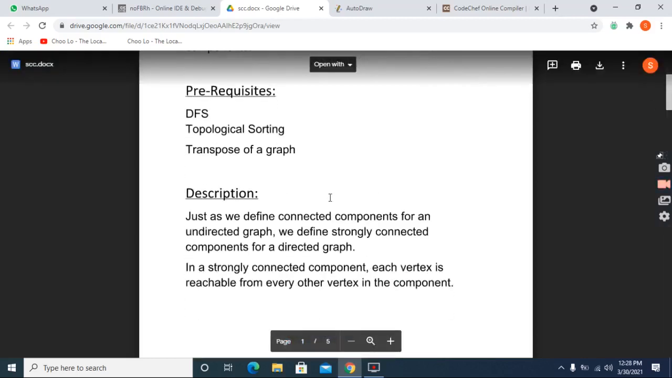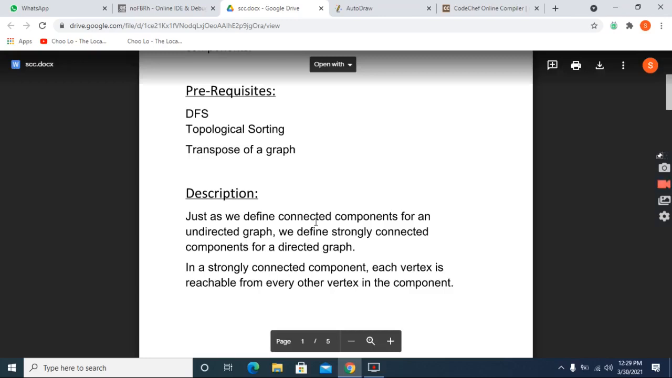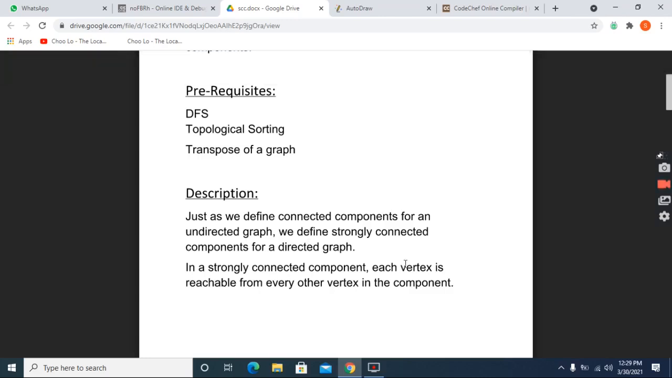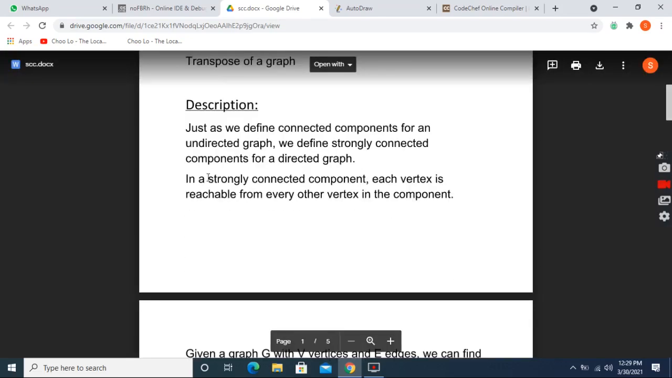So what are strongly connected components? If you remember the definition of connected components in an undirected graph, you can see that the definition is basically similar to that definition. The only difference here is that the graph is directed this time. For connected components, we define that if for an undirected graph, each vertex is reachable from each other vertex in the graph, then that graph is said to be connected. Here also, in a directed graph, if each vertex is reachable from any other vertex in that graph, that directed graph is said to be strongly connected. So that is what I've written here, that in a strongly connected component, each vertex is reachable from every other vertex in that component.